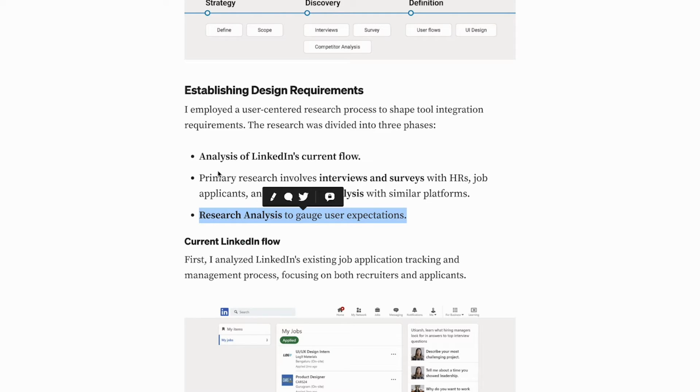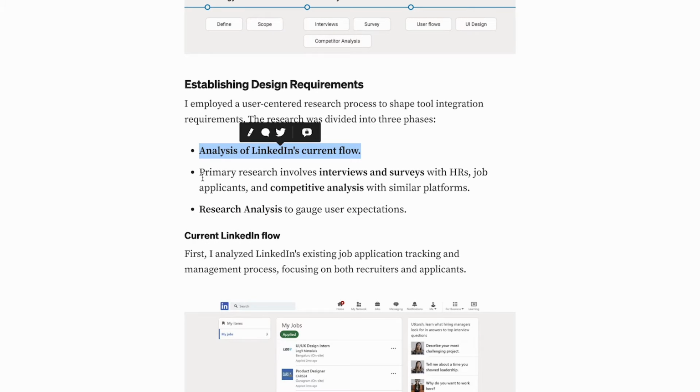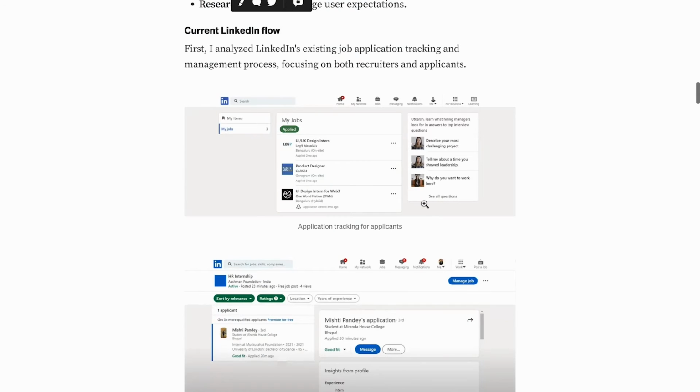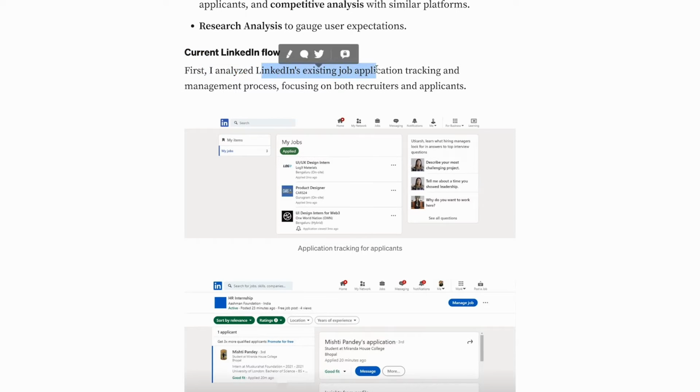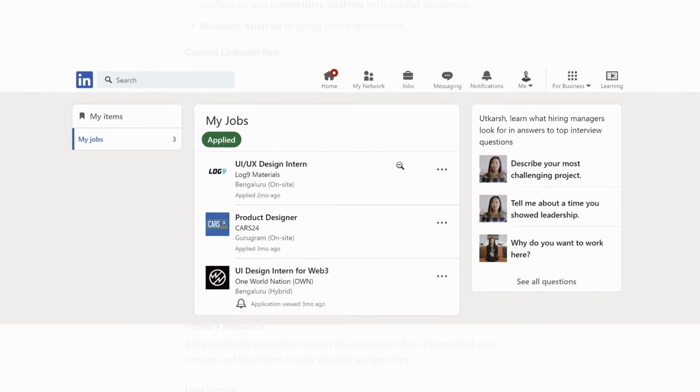Okay. So from what I see, you've done some analysis of some current flow, I don't really know what flow. And then primary research and interviews and surveys with HRs and job applicants, right? All right, fine. So now we have the current flow. So let's read it. First, I analyzed LinkedIn's existing job application tracking and management process, focusing on both recruiters and applicants. I don't know exactly what this means, but you have an image, so I'm going to look at that. Okay. So here it says application tracking for applicants. All right. So here again, I'm still confused. When you say tracking, what does that mean? Is it just knowing which companies I've applied to?